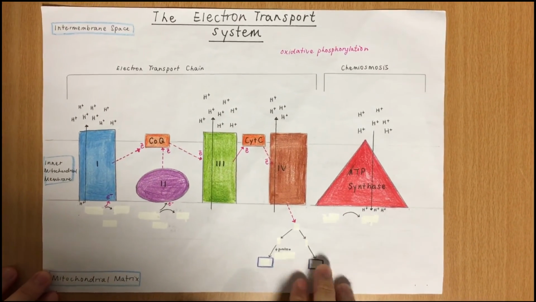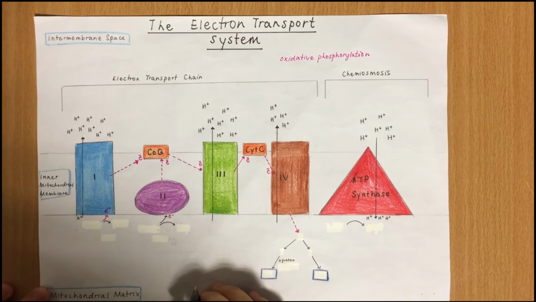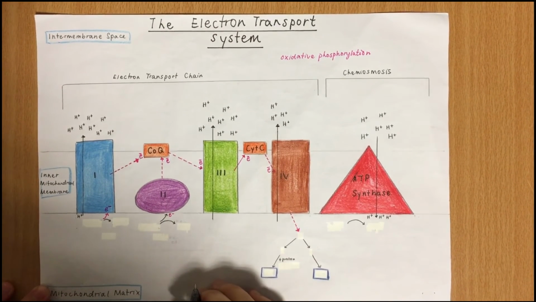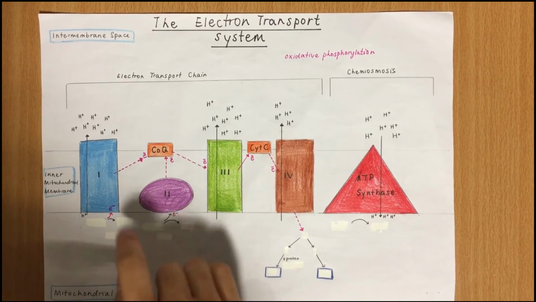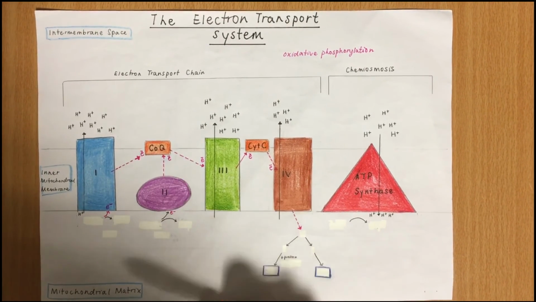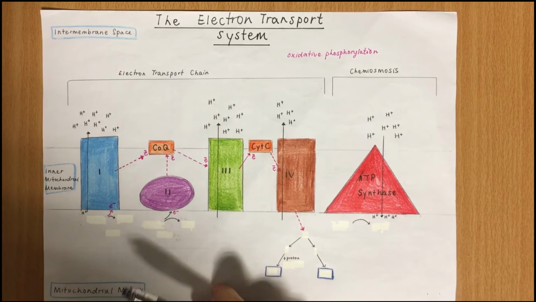Let's talk about the electron transport system. In the electron transport system, NADH and FADH2 are used to produce ATP in structures called cytochromes. The energy released by electrons is captured as ATP by the ADP molecules.